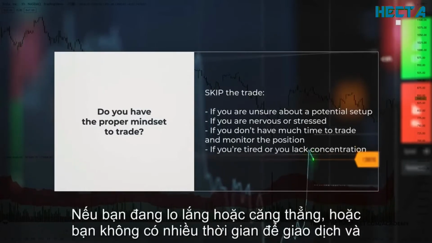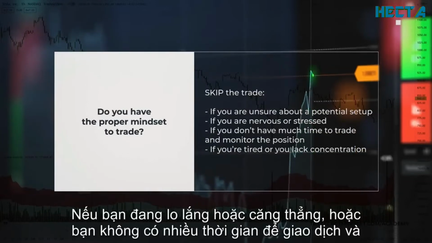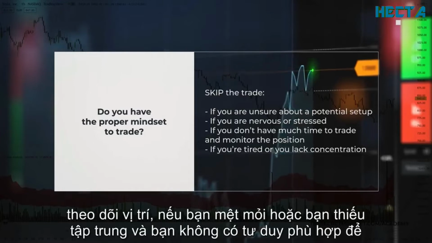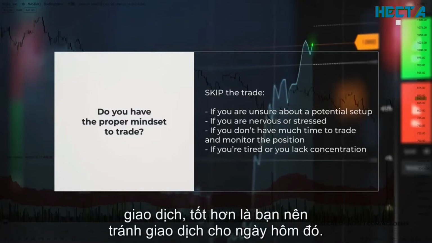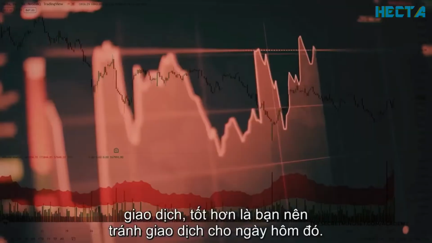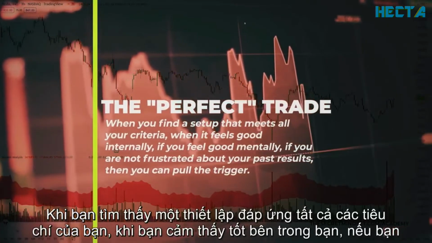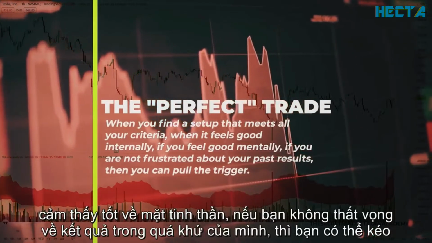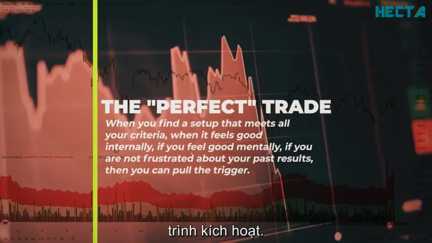If you are nervous or stressed, or you don't have much time to trade and monitor the position, if you are tired or you lack concentration and you are not in the proper mindset to trade, it's better to avoid trading for that day. When you find a setup that meets all your criteria, when it feels good internally, if you feel good mentally, if you are not frustrated about your past results, then you can pull the trigger.